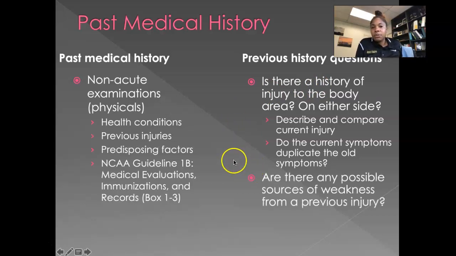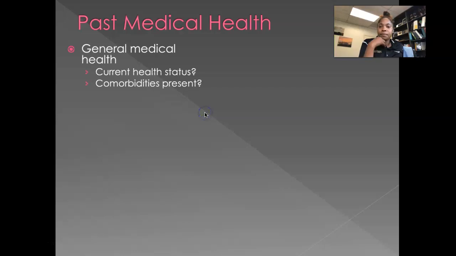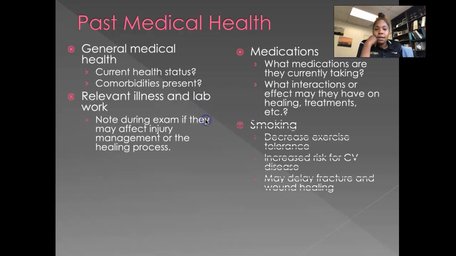And then, are there any possible sources of weakness from a previous injury? So if they were previously injured, did that injury not heal, and as a result it led to a different injury, right? We can think about hamstring strains, for example. If they had a hamstring strain, did that lead to a glute strain? Did that lead to low back pain? So we can see how one injury could certainly lead to other injuries up or down the kinetic chain. So it becomes important to not just consider the joint or the injury you're evaluating, but also the bigger scope of the kinetic chain.